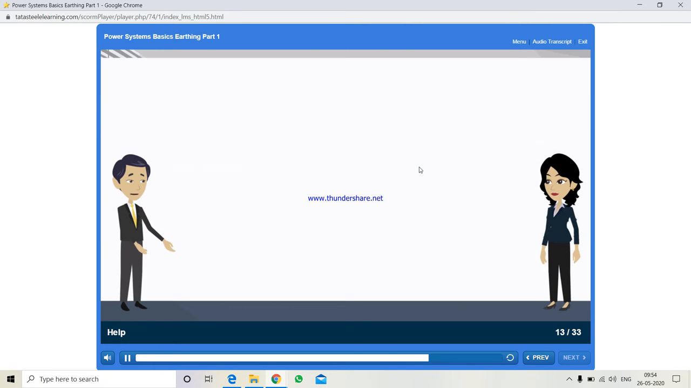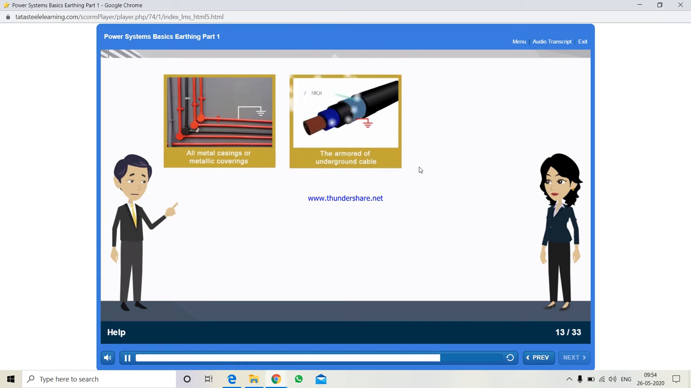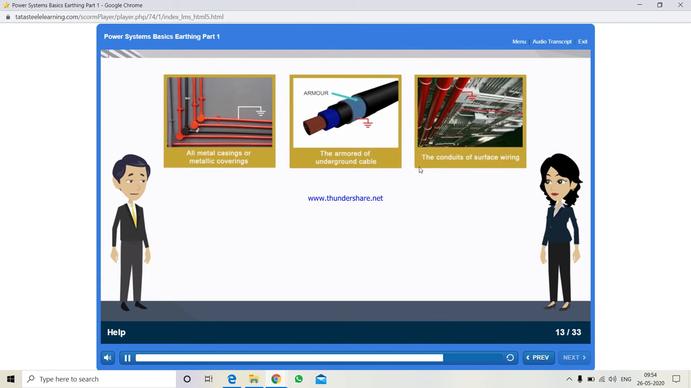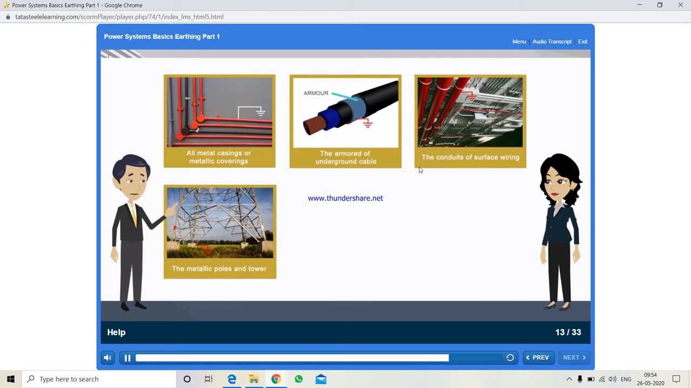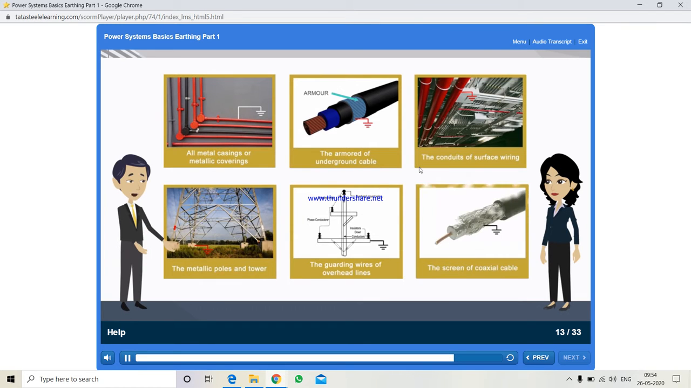Sure, they are all metal casings or metallic coverings containing or protecting any electric supply line or apparatus, the armor of underground cable, the conduits of surface wiring, the metallic poles and tower of overhead lines, the guarding wires of overhead lines, and finally, the screen of coaxial cable.